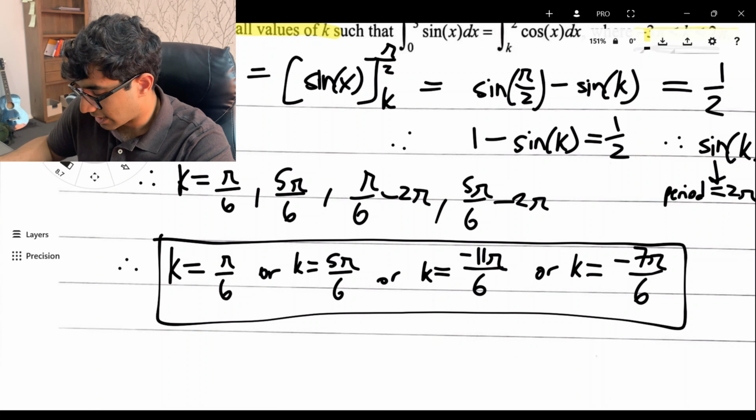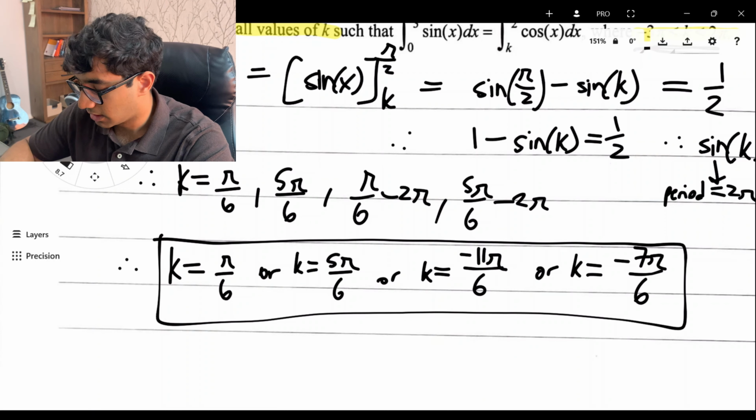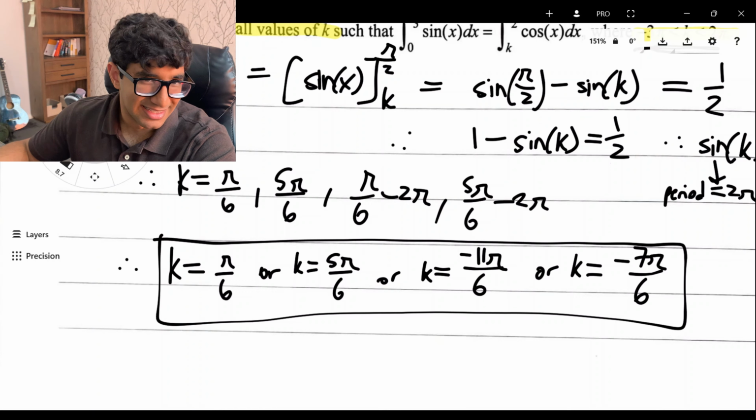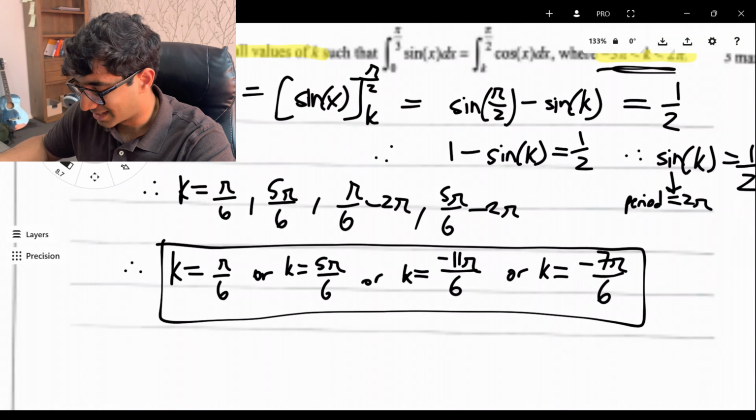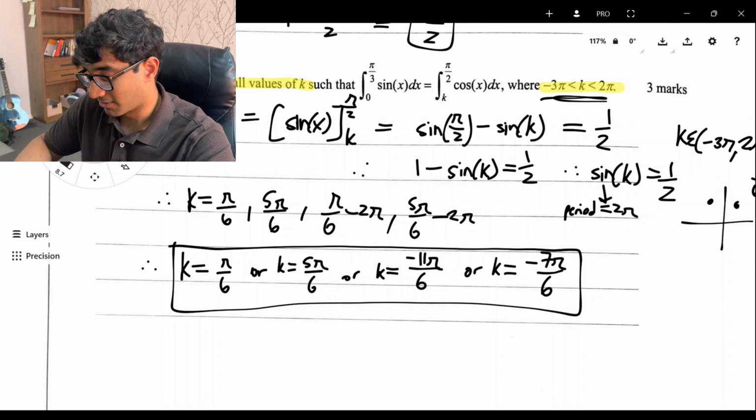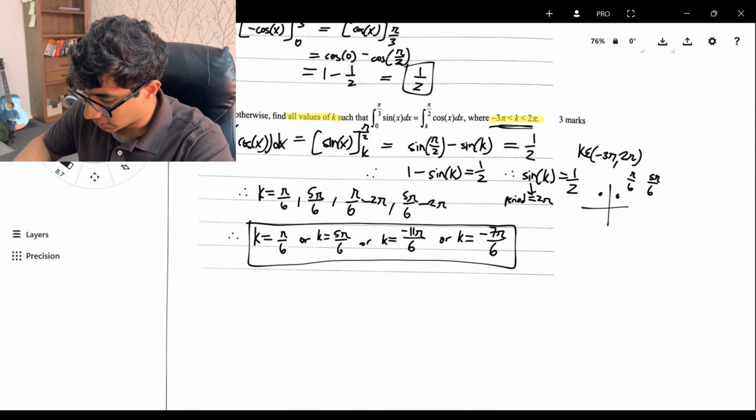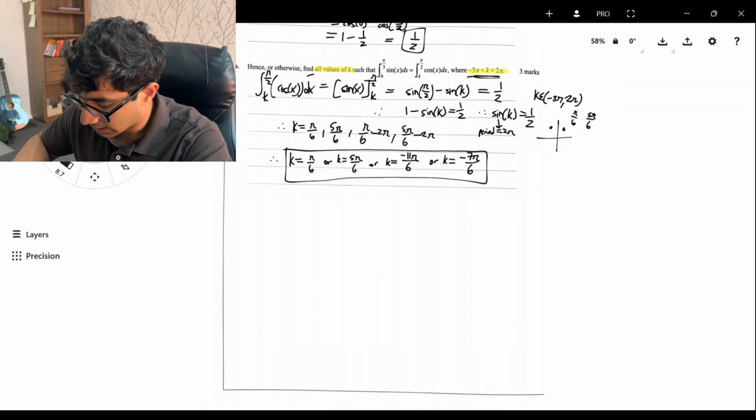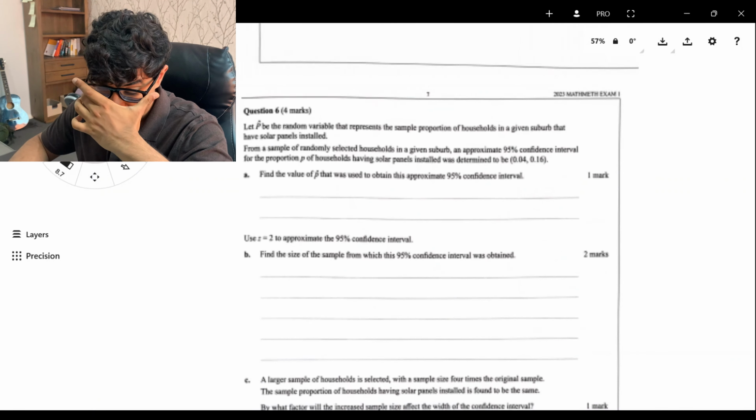I just always like to take a look at my answers to make sure that it makes sense numerically, not grammatically. What am I saying? Too many letters in maths nowadays, right? That looks fine to me. So those are your 4 solutions. Find all values. That's fine. Okay, let's move on to question 6.